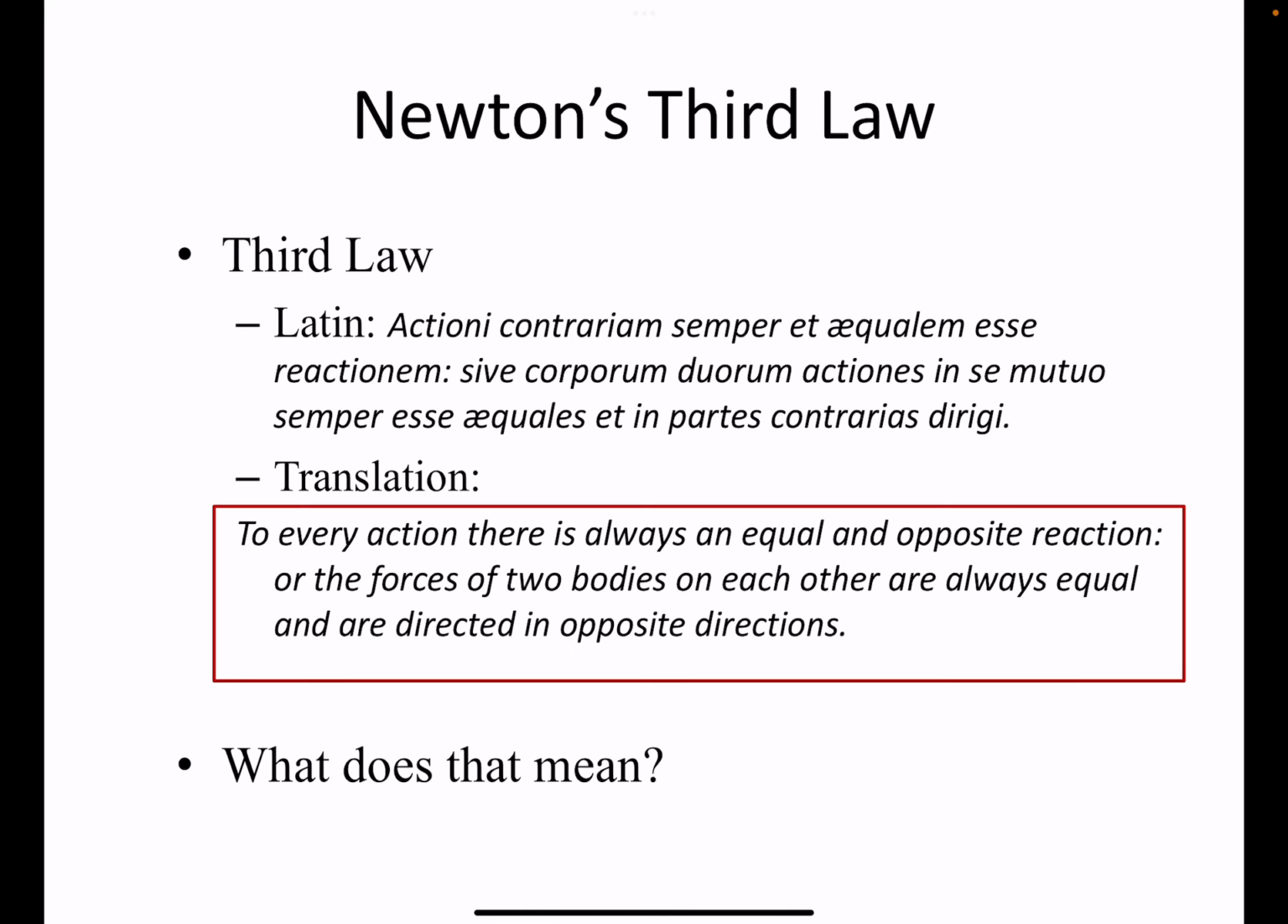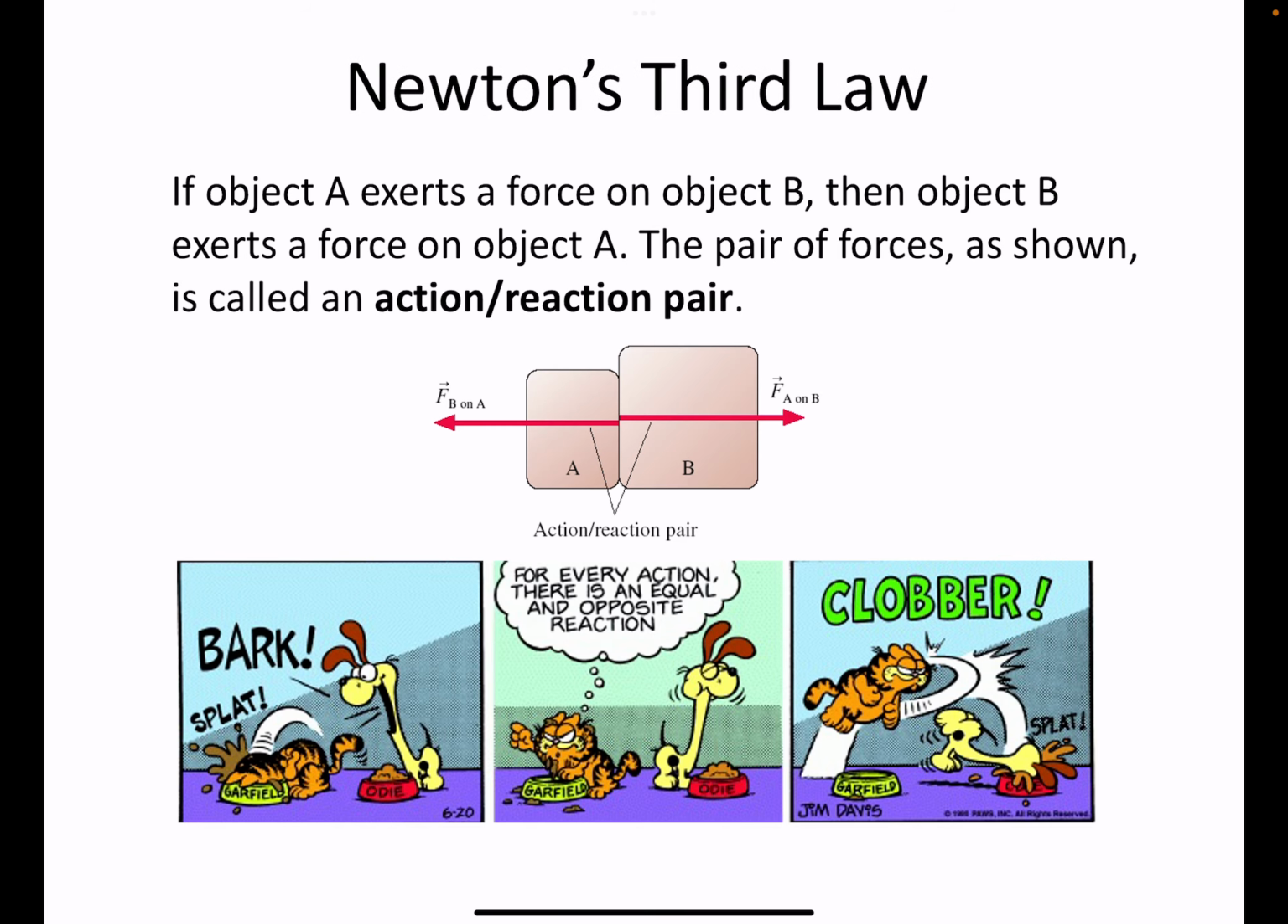Let's switch gears to Newton's third law. Newton's third law is famously stated as, to every action there is always an equal and opposite reaction. This is probably the most famous but also the most misunderstood of the three laws. The key thing to remember is that the action-reaction force is always acting on two different objects. So there are always two objects involved in Newton's third law. If the action force is from A to B, then the reaction force has to be from B to A.